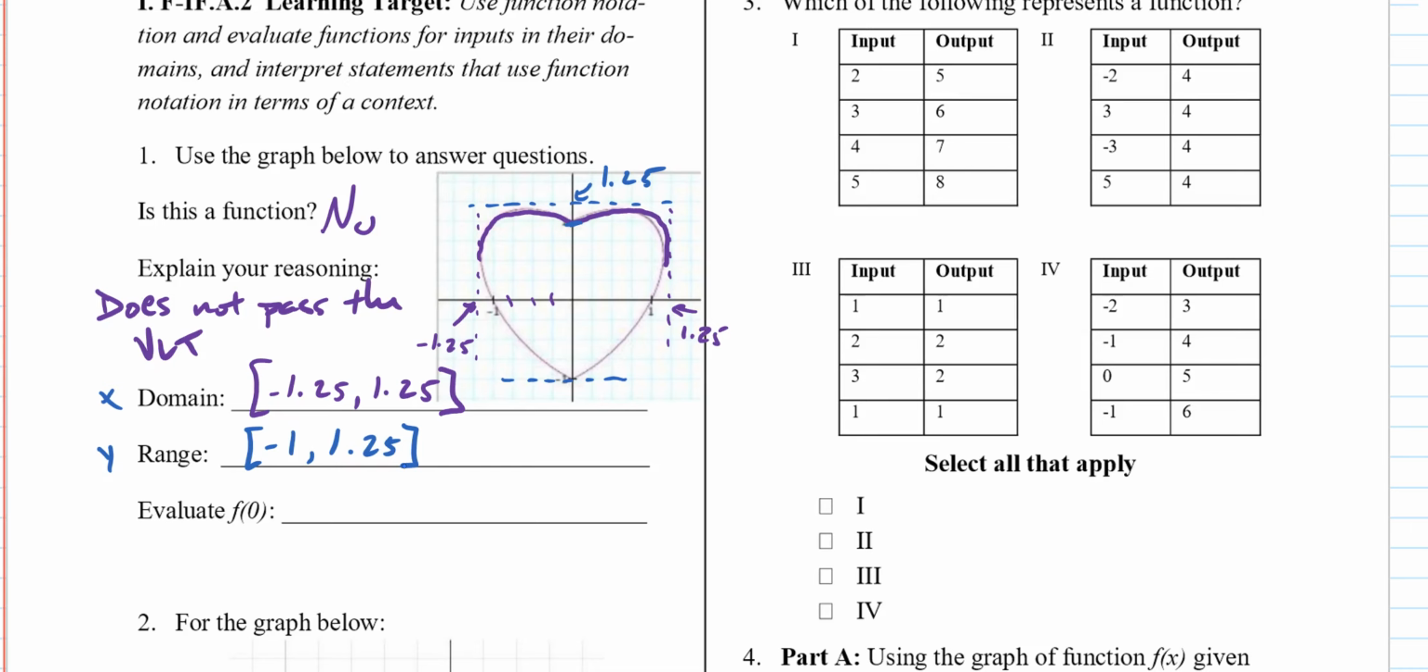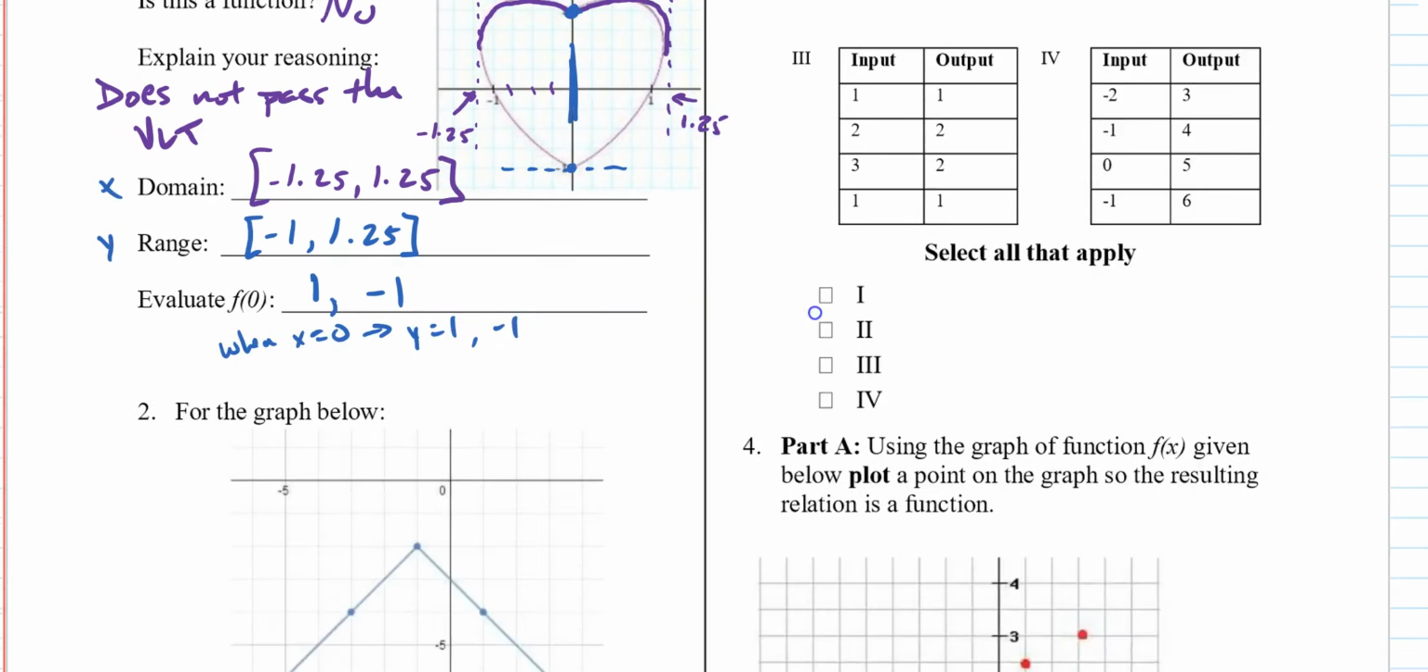That means, where is my graph? Where is this heart when x is 0? So x is 0 is along this path right here. Well, it's two places. It's here at 1, and it's also down here at -1, which is why it's not a function, but it's the value of f of 0, which is really bad because it's not a function in the first place. But when x equals 0, y equals 1, and -1.